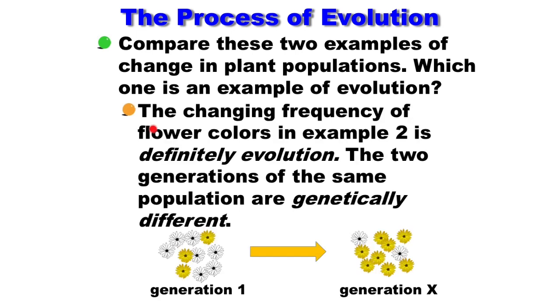Now take a look. The change in frequency of the flower colors in example 2 is definitely evolution. The two generations of the same population are genetically different, not on the level of individuals, but on the level of population. As you see, the frequency of the alleles here is going to be different. So here is one frequency of the alleles, here is the other frequency of the alleles, and we know that change in allelic frequency in a population is the definition of evolution.